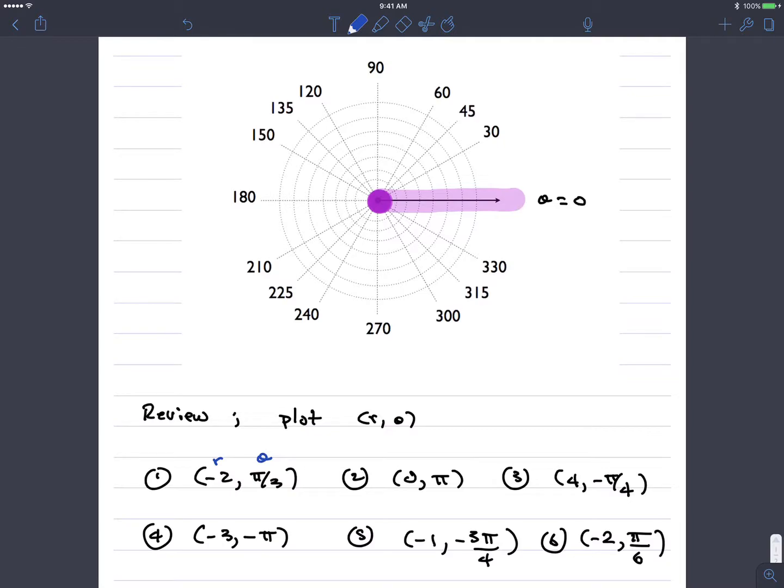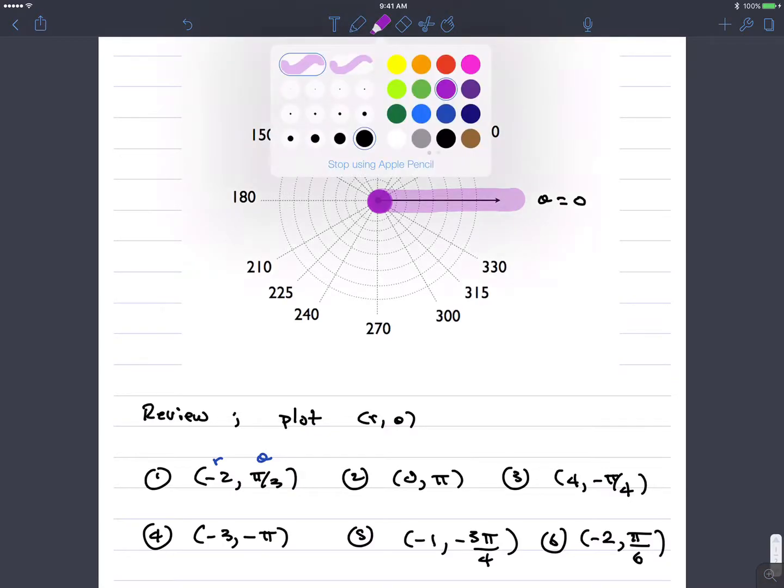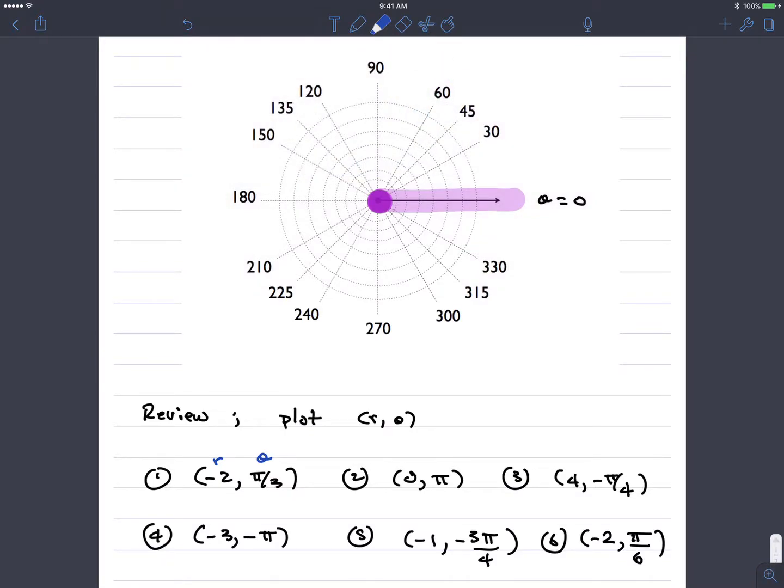Let's stop and think about this. What is the angle? If they say pi over 3, isn't that 60 degrees here? So here's my 60 degrees. And again, every dash mark here represents 1 unit, 2, 3, 4, 5, 6, and 7. If my radius is negative, it's on the opposite side. So here's -1, -2, -3, -4, -5, -6, -7, -8.